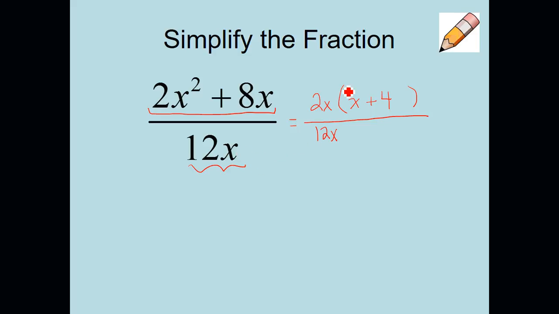Now, all I need to do is look at what I have and see if I can simplify. This 2x over that 12x, I can divide 2x out of both the top and the bottom, making this become 1/6. That's what 2 over 12 becomes, right? And x over x can cancel off, leaving me with x plus 4 in the numerator all by himself, okay?